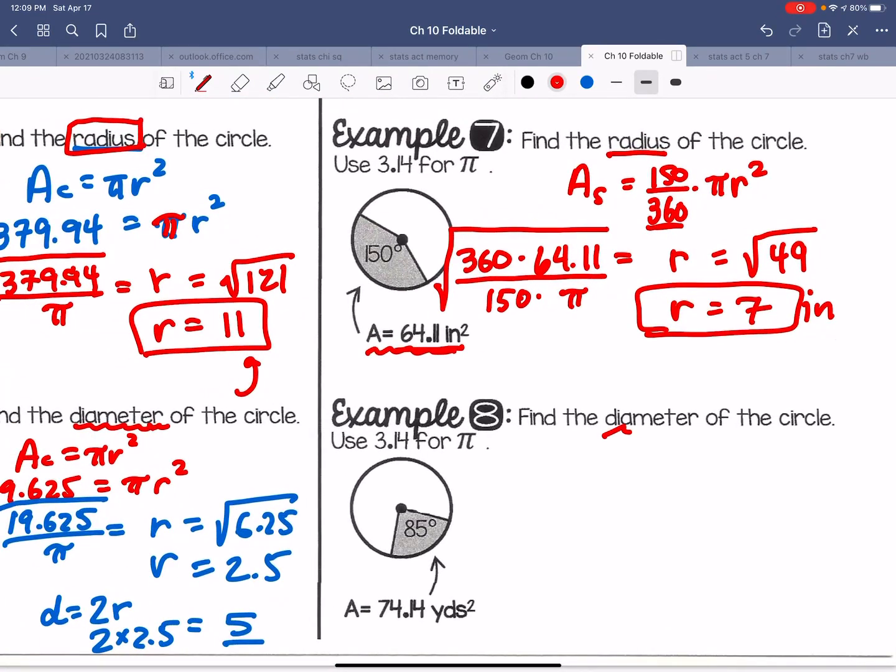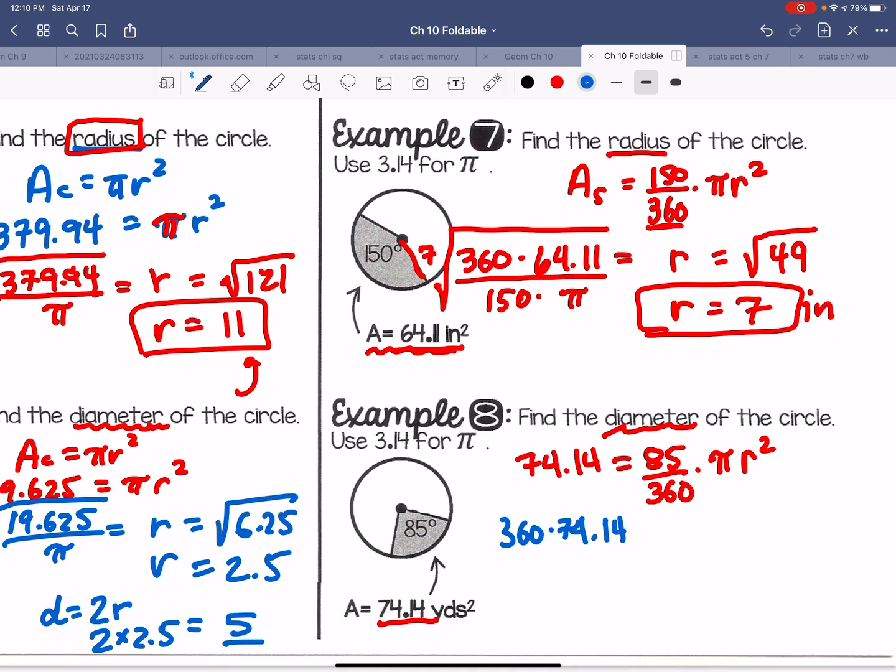Looking at 8, they ask the same thing, except they want the diameter. So if that happened last time, I could just double it and say the diameter is 14. So I can use the same method in 7. The area of my sector, 74.14, is equal to my angle times pi times my radius squared. We can move the 360 up here. And instead of writing radius squared, we'll write radius and take the square root of both sides.